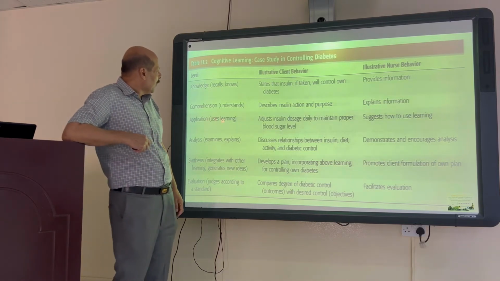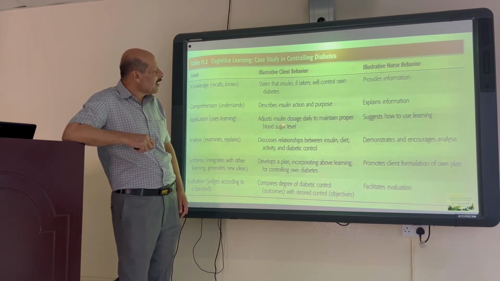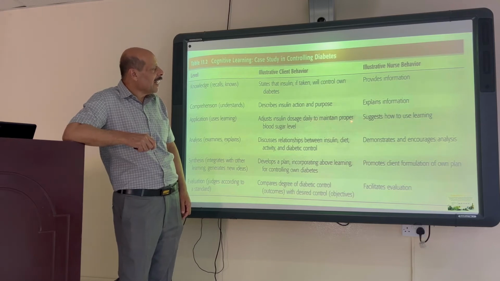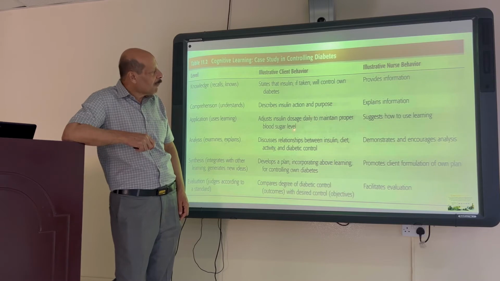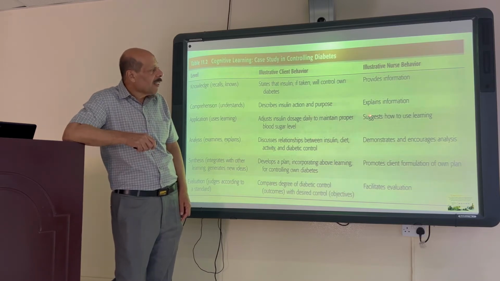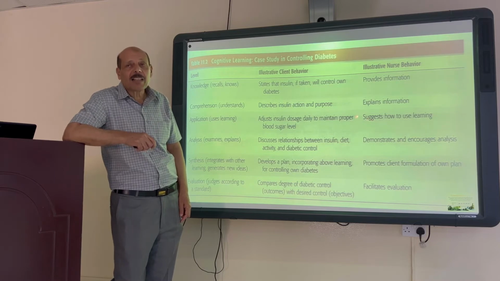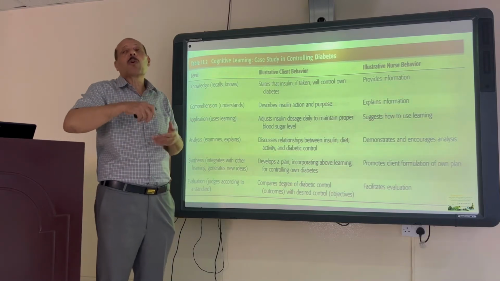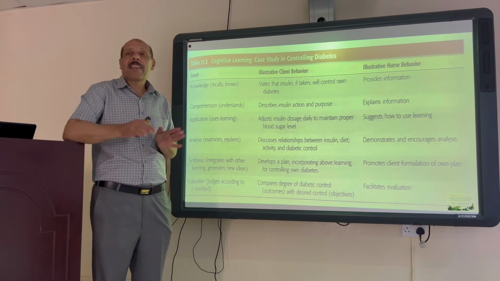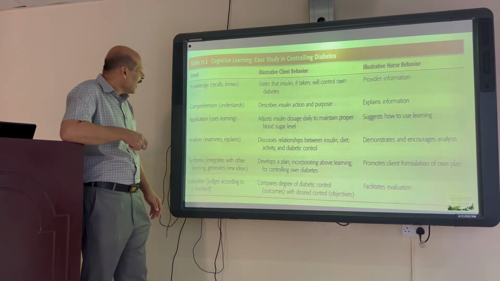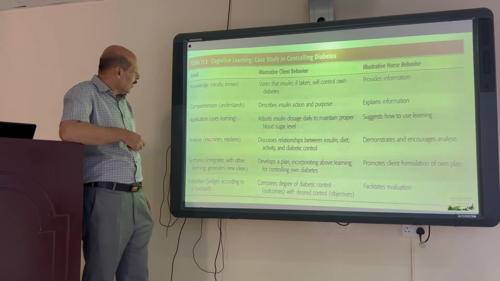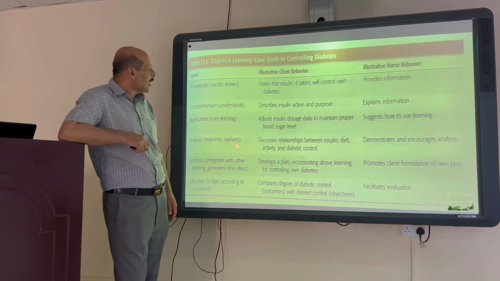Application, use learning, which is adjust insulin doses daily to maintain the proper blood sugar. So we have to teach, to give suggestions on how to use learning, how to adjust your blood sugar by the diet and by the insulin, by all factors. Analyzing also: examine and explain.